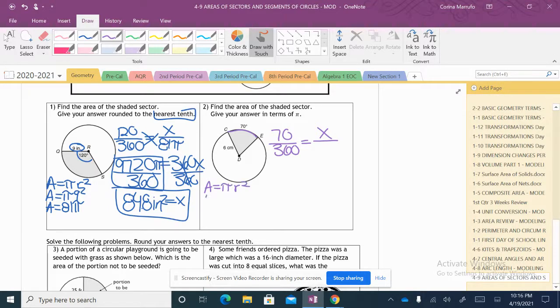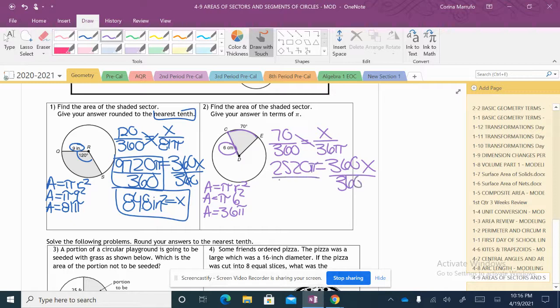Our formula to find the area of a circle is pi r squared. In this case, our radius is 6, so 6 squared. When I simplify, this gives me 36 pi. That's what goes on the bottom, the total area. So we cross multiply: 70 times 36 gives us 2,520 pi equals 360x. Oh, I forgot the pi again.